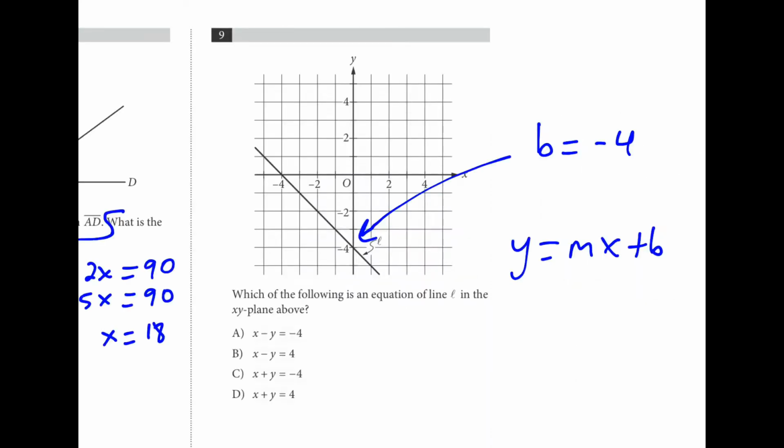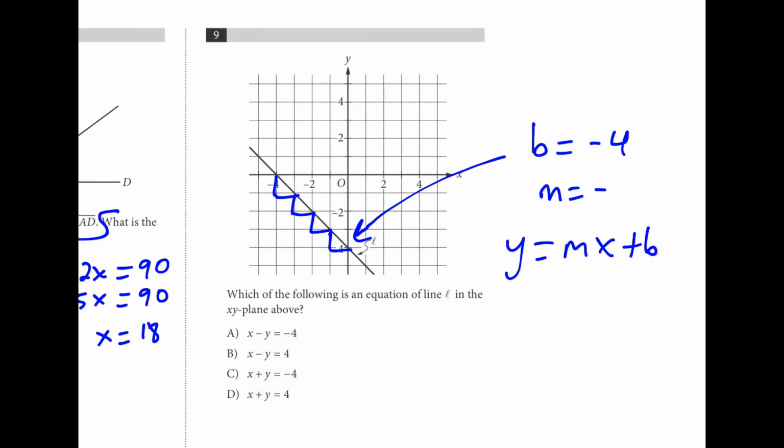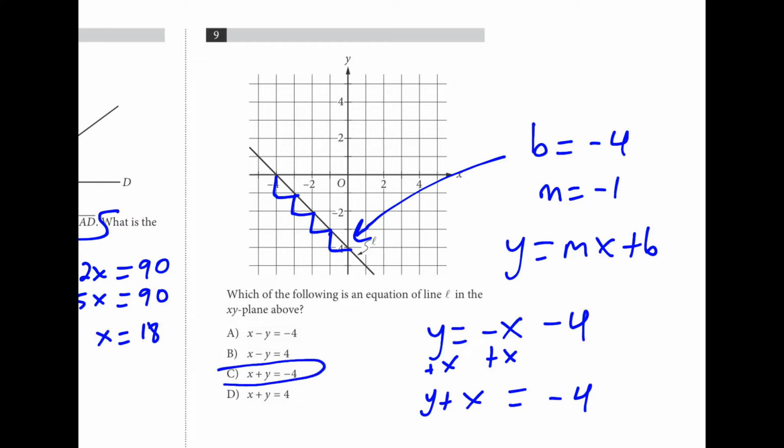So for number 9, we're trying to find the equation of a line. And the first thing that I noticed is b, you can just tell right off the bat. That's where the line crosses the y-axis, here at negative 4. And to find the slope, normally we would take 2 points, but it's just following this very easy to identify pattern of down 1 over 1. My slope is just going to be negative 1. So if I wrote my equation, I would get y is equal to negative x, or negative 1x, minus 4. I don't see that anywhere, but what happens if I add x to both sides? Y plus x is equal to negative 4. C.